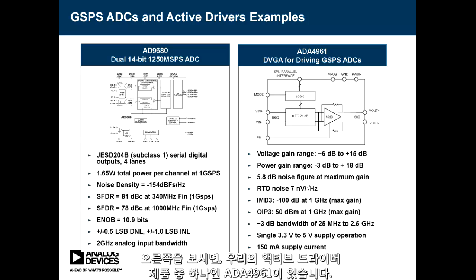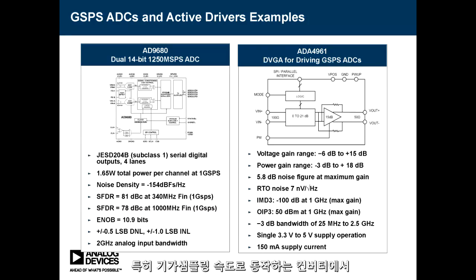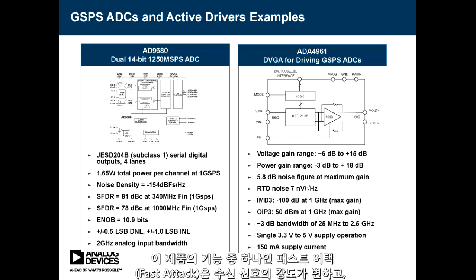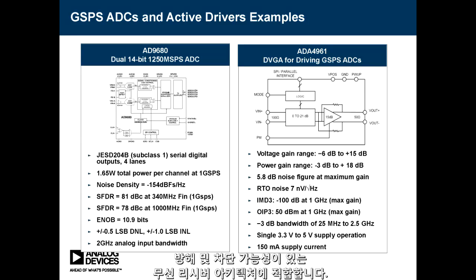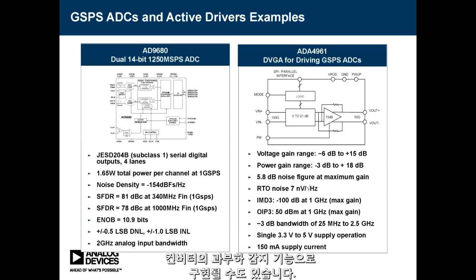If we look on the right-hand side, you'll see one of our active driver offerings called the ADA4961. This is a low-distortion DGA, a digital gain amplifier, that has a 2.5 gigahertz bandwidth, and was specifically designed for AC-coupled wideband applications and driving gigasample per second converters. One of its features includes a fast attack, which makes it a good choice for radio receiver architectures where the received signal may be varying in strength and the possibility of jammers or blockers exists. The fast attack feature can be implemented with the overload sense feature of the converter in order to implement a fast back off when the converter is in the overranged condition.